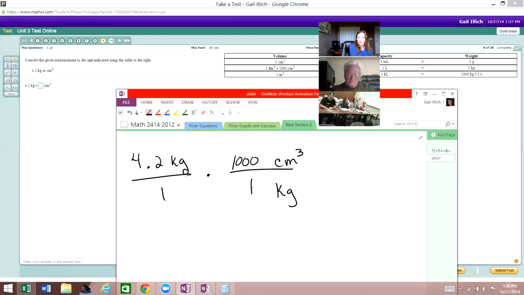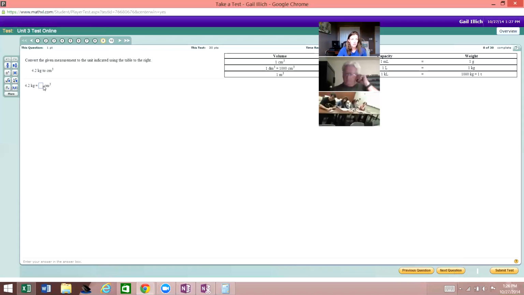And then 4.2 times 1,000, if you think about it, you just move your decimal to the right 3 places. So it should be 4,200 cubic centimeters. The kilograms will cancel. You okay? I'm guessing yes. Okay, so 4,200.